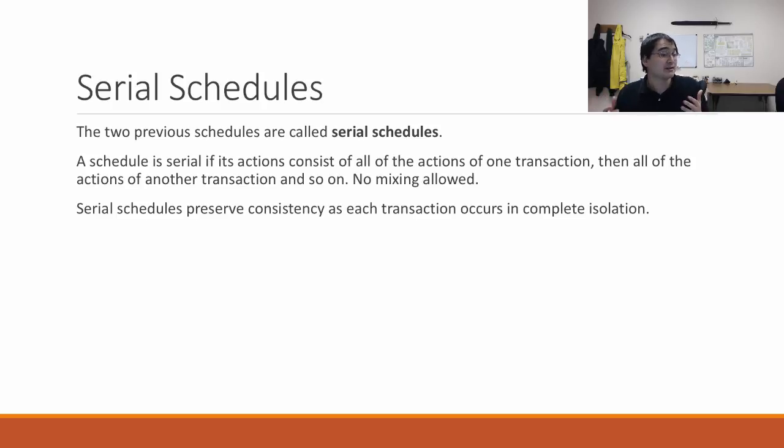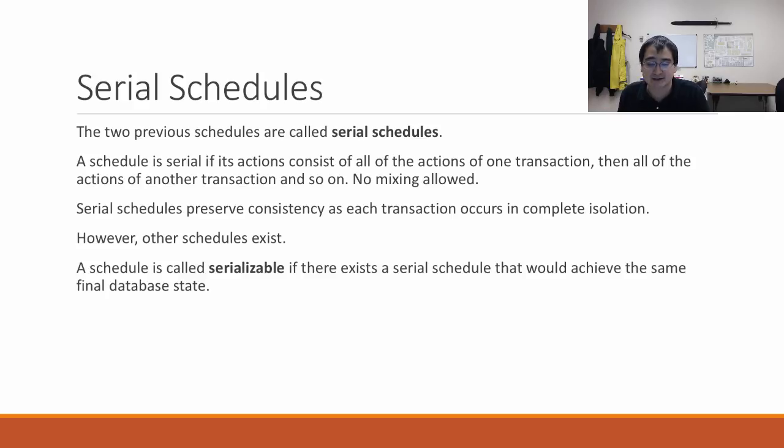The really nice thing about serial schedules is they're guaranteed to preserve consistency because each transaction occurs in complete isolation. There's no way for transactions to interact with each other if one goes from beginning to end without any other actions taking place. This is the stupidly simple version of making sure that you have isolation between your transactions.